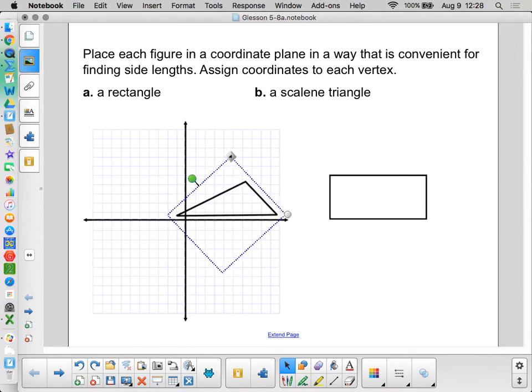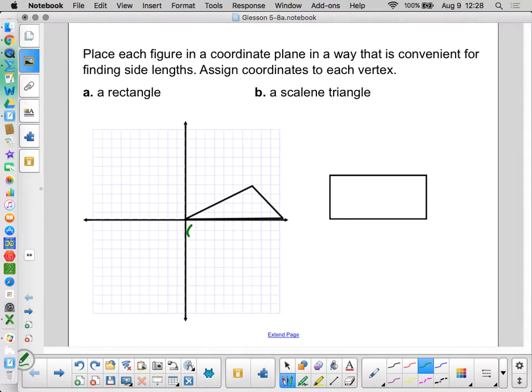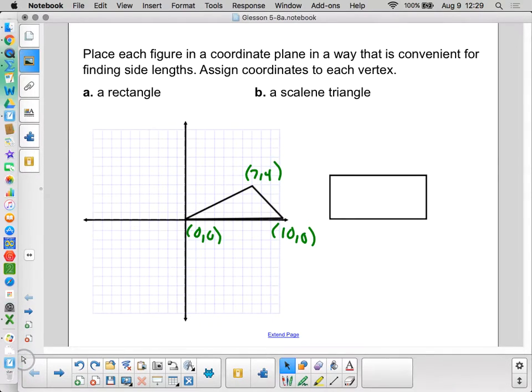and place my triangle so the vertices are on nice points. I just drew this randomly, but they're right about there. So my vertices are all on nice points, and I start with one here at the origin. I'm not having to use negative points if I don't have to. I've got this point at 10, 0, and this point here is at 7, 4. So I could calculate lengths very simply because the nice positive whole numbers don't have to mess with negative numbers.